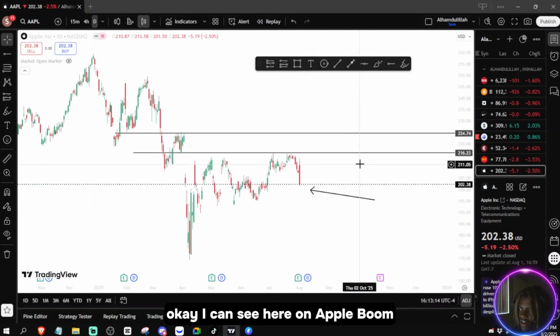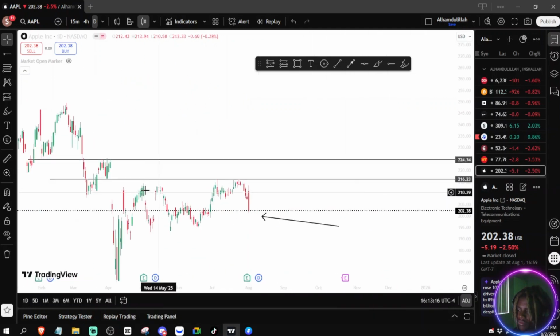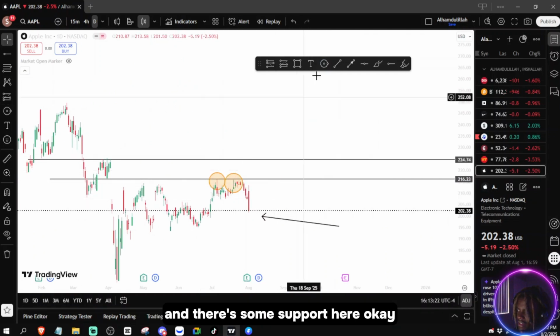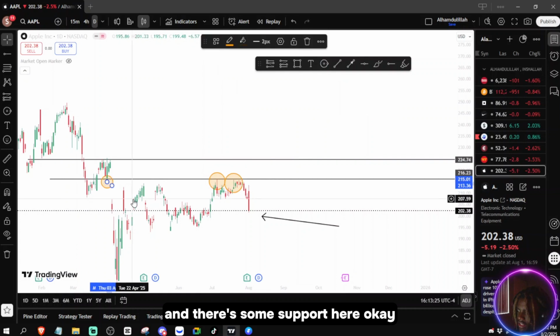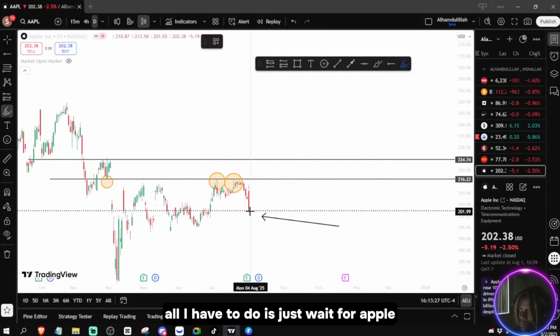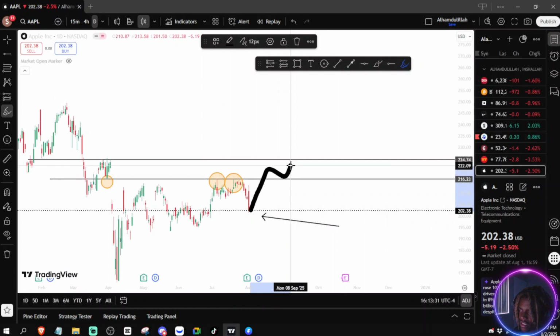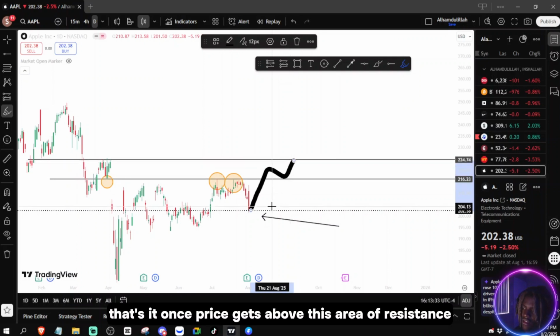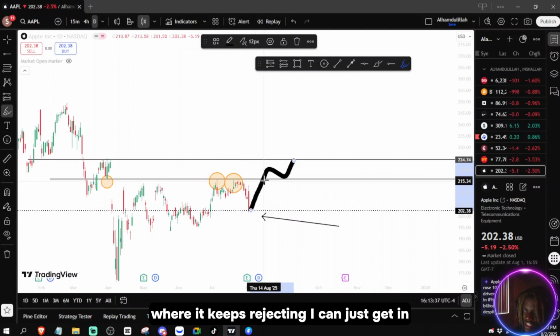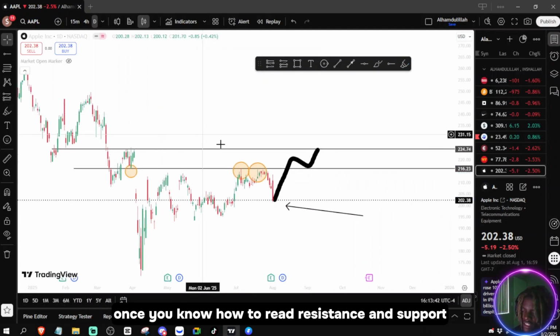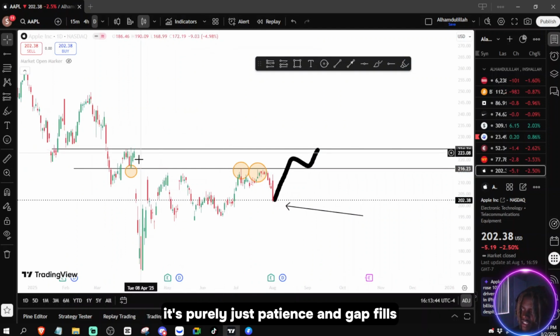Okay, I can see here on Apple, boom, I see price curling at this resistance area twice. And there's some support here. Okay, all I have to do is just wait for Apple to get above this area of resistance. That's it. Once price gets above this area of resistance where it keeps rejecting, I can just get in. Trading is purely just a patience game. Once you know how to read resistance and support, it's purely just patience and gap fills.